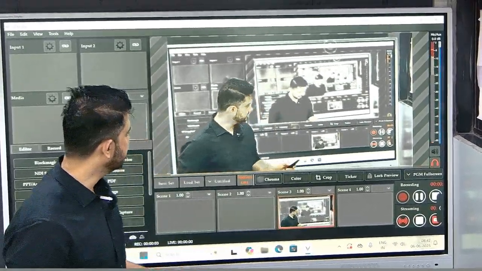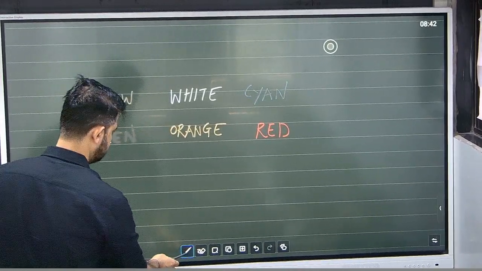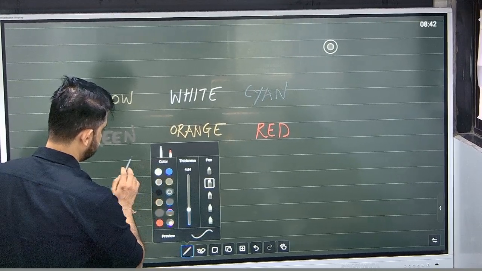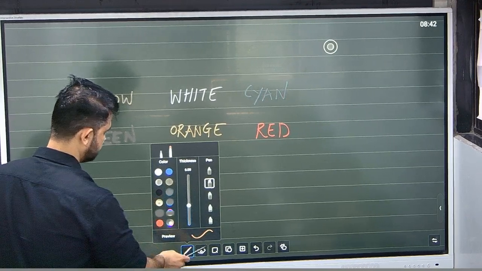Let's start with the second lecture. White and orange.